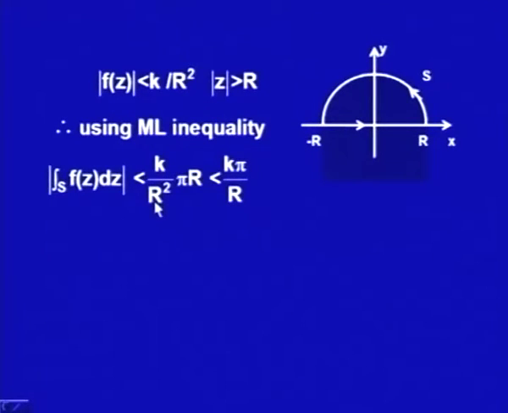So, it is k upon r square into the length of contour L. What is this? It is the semicircle. So, the length of this contour, that is the perimeter of this semicircle, we do know, is pi times r. So, it is into pi r. So, what we have got is that this integral is less than or equal to k times pi upon r.